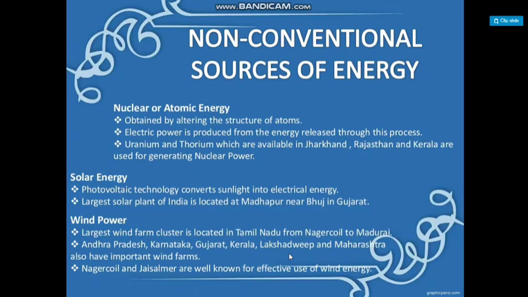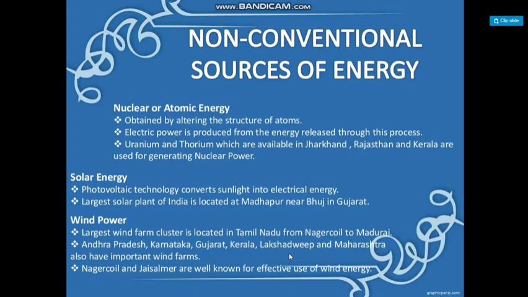Nuclear and atomic energy is obtained by altering the structure of the atoms. It is used to generate electric power. Uranium and thorium are available in Jharkhand and the Aravalli ranges of Rajasthan. And Kerala is also rich in thorium.